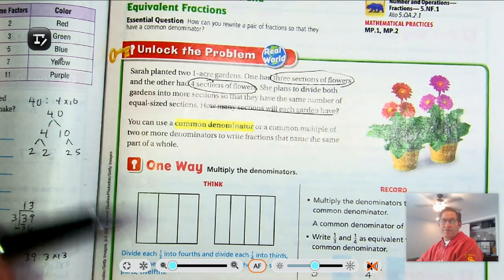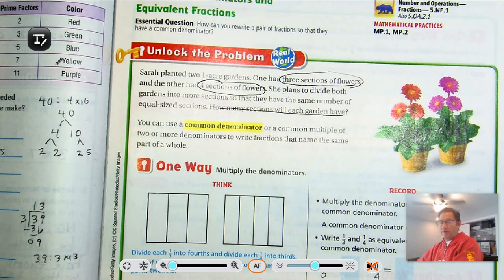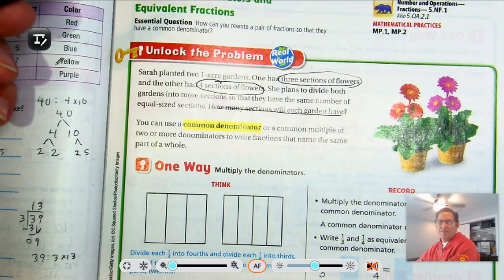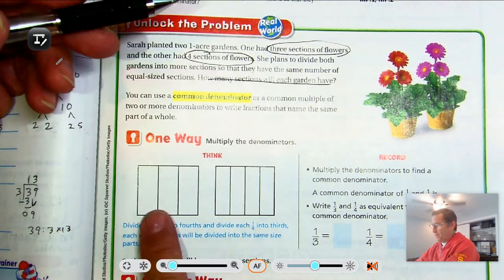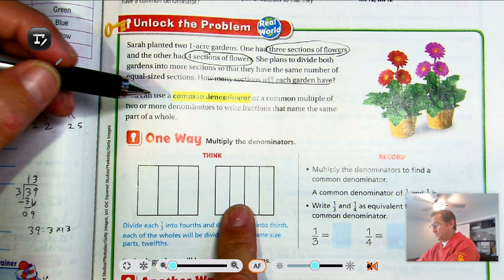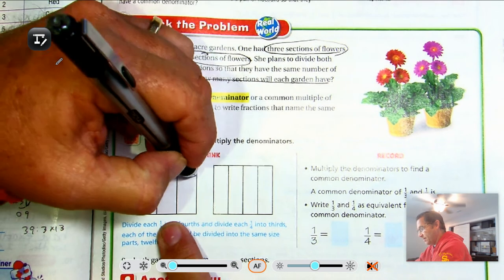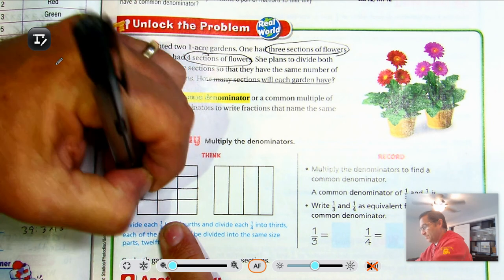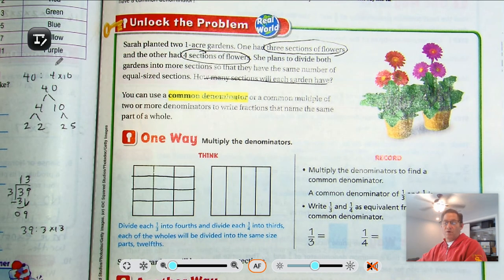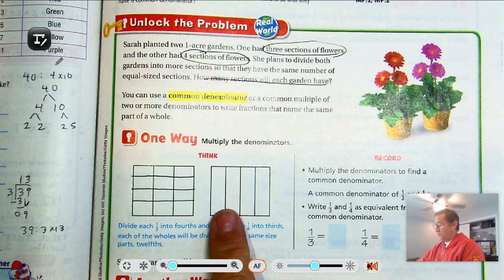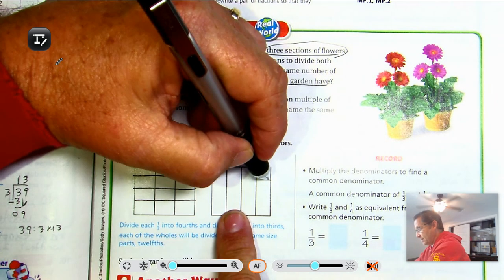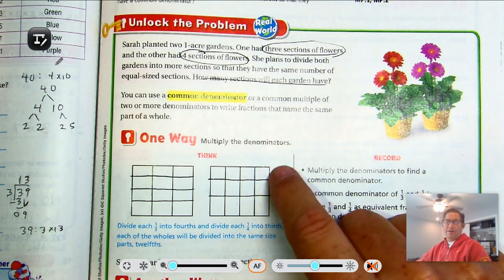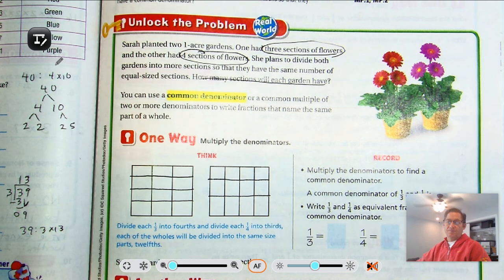So, we can use common denominators or a common multiple of 2 or more denominators to write fractions that name the same part of a whole. So multiply the denominators. Here we have thirds and here we have fourths. Well, if we take this third and multiply it by fourths, we would have 12 sections. If we took this fourths and broke it into thirds, we would again have twelfths.